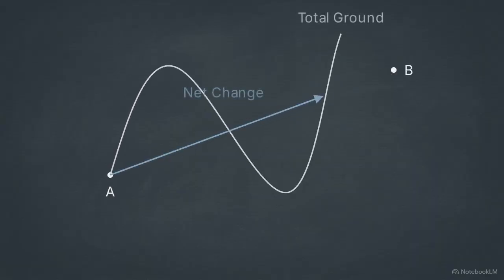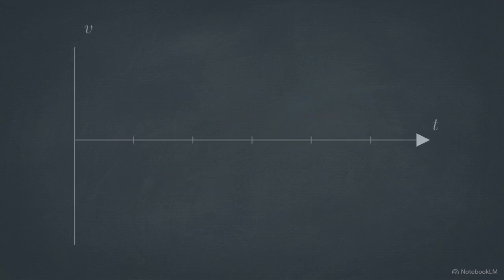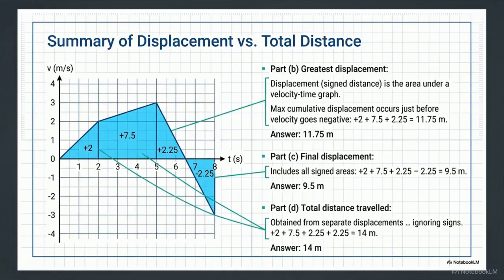Finally, we must distinguish between total ground covered and net change in position. Displacement is a vector quantity, meaning movement in opposite directions will mathematically cancel out. To find displacement, we calculate the area bounded by the velocity time curve. As this summary shows, calculating final displacement involves subtracting any area falling below the zero axis.